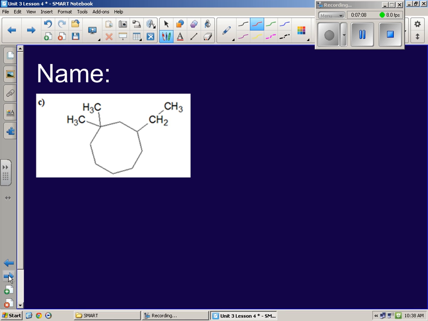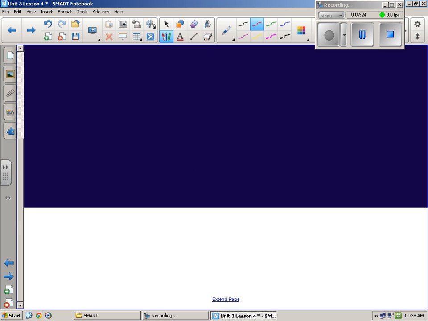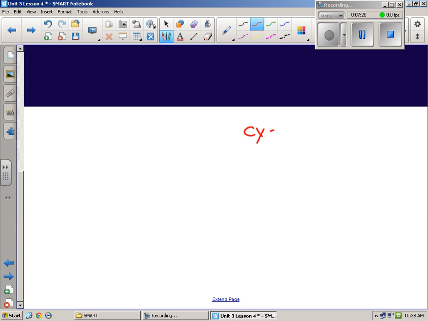Hey, let's name this one here. Let's see here. How many carbons do we got here? 8. 1, 2, 3, 4, 5, 6, 7, 8. So that's cyclo, of course. Oct, all single bonds, so octane. Cyclooctane. Okay.